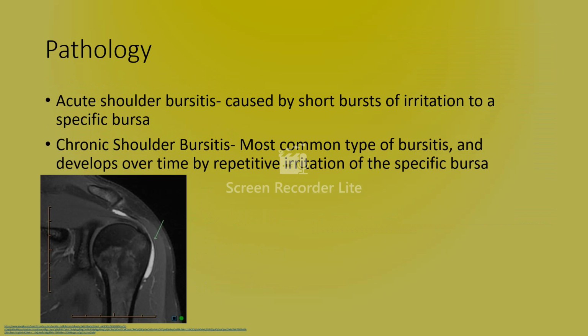Pathology. Acute shoulder bursitis is caused by short bursts of irritation to a specific bursa, and chronic shoulder bursitis is the most common type of bursitis and develops over time by repetitive irritation to a specific bursa, and that is an MRI of an inflamed bursa in the shoulder.